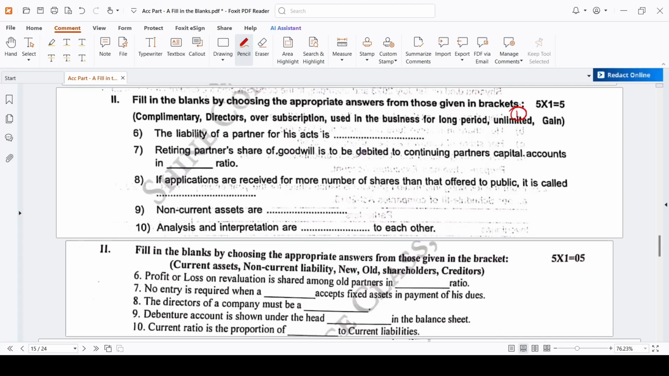Retiring partner's share of goodwill is to be debited to continuing partner's capital in dash ratio, in gain ratio. I told you, goodwill in retirement, gain ratio, goodwill in admission, sacrifice ratio. If applications are received for more number of shares than those offered, that is oversubscription. Current assets are dash, used in the business for a longer period of time. Analysis and interpretation are complementary to each other. Directors is not the answer.